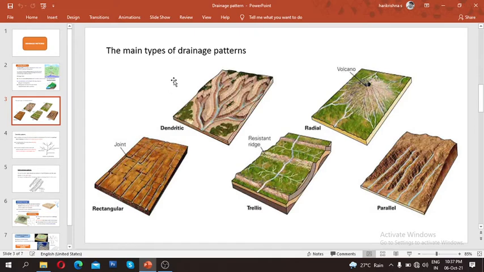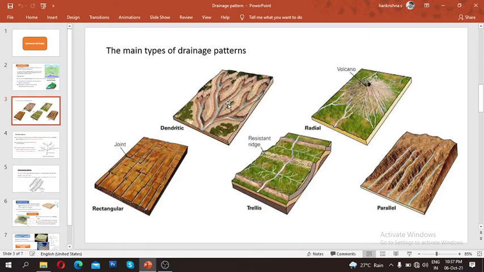Alright. So the first type is the dendritic pattern. This is what the dendritic pattern means. You can simply see a rooted structure. Its branches are like the branches of a tree. So simply think of something like that, and keep in mind that the dendritic pattern is just like the branching of a tree.